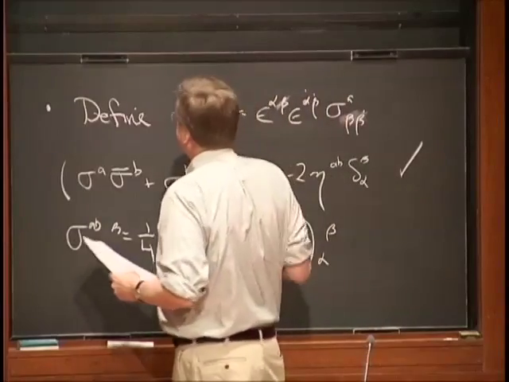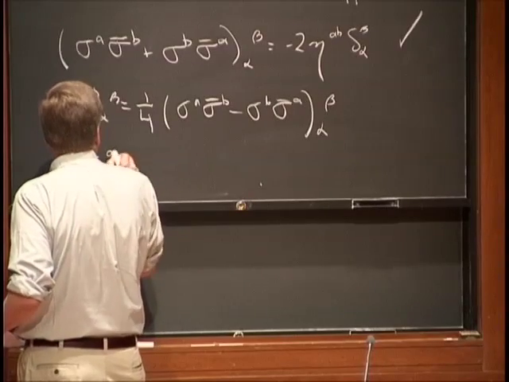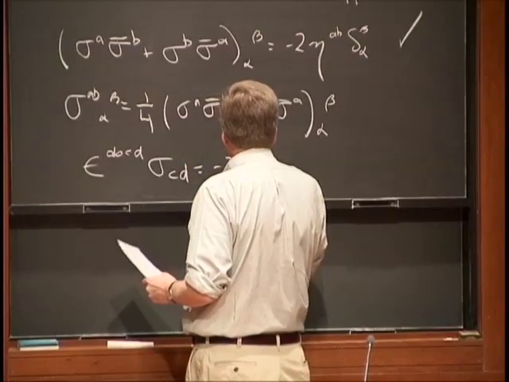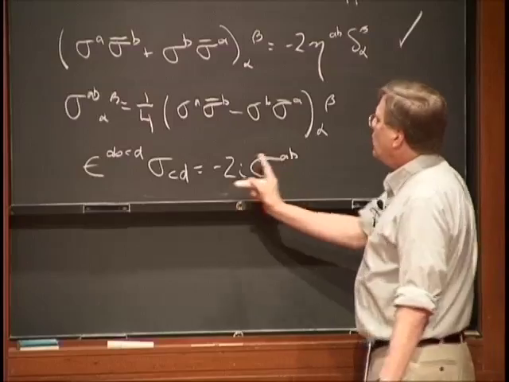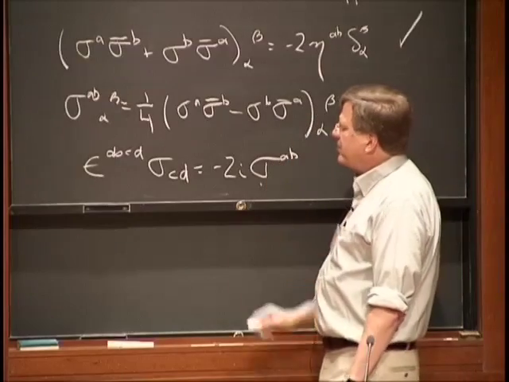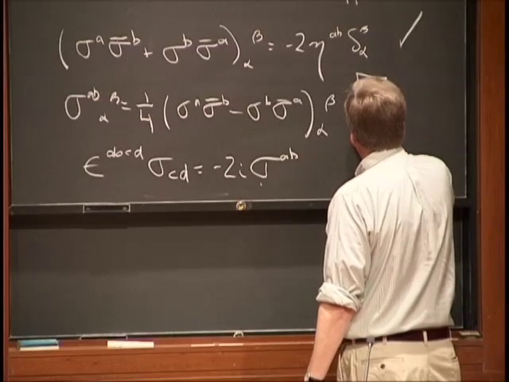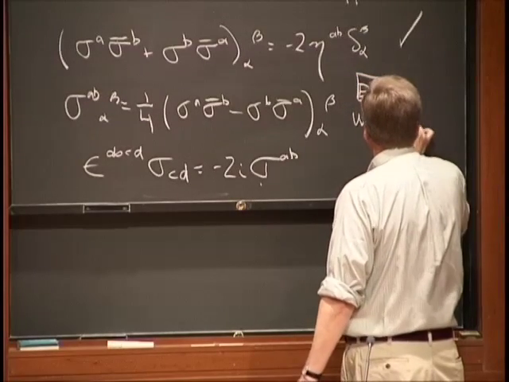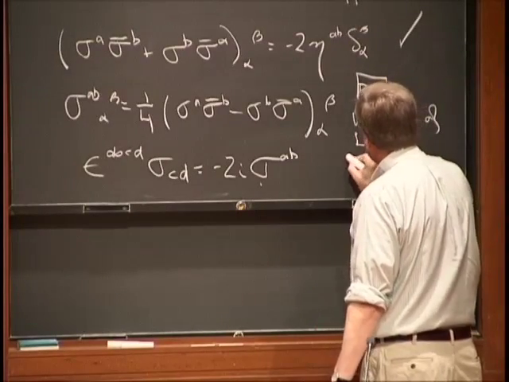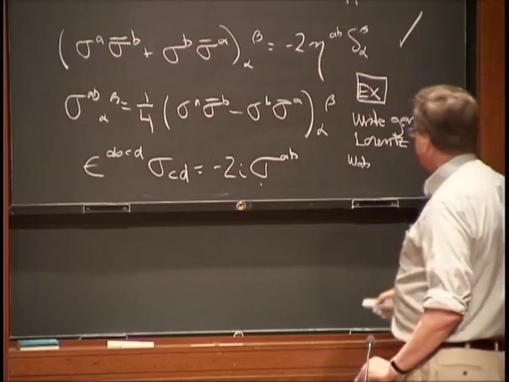Something that you can check is that epsilon^ABCD sigma_CD is equal to minus 2i sigma^AB. So there's a duality to the sigma matrices. And what I'd like you to do, an exercise, is to use this and the sigma matrices to write a generator of Lorentz transformations, which you all know is an anti-symmetric matrix, omega_AB. Write that matrix in terms of M.